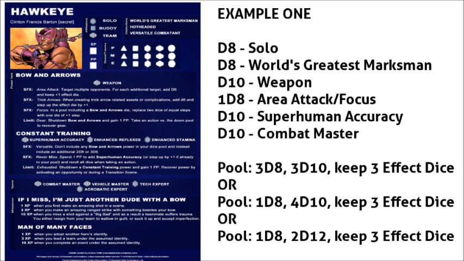So he selects the superhuman accuracy die at D10 from his constant training power set. That definitely applies, but none of his SFXs or limits or anything else in that second power set apply. So when all is said and done, he is adding the D8 for solo, the D8 for world's greatest marksman distinction, D10 for weapon, a D8 for the area attack because we made it into a D8 using the focus special effects, SFX, whatever we call it, D10 for superhuman accuracy and D10 for combat master. We can throw that in at the end.